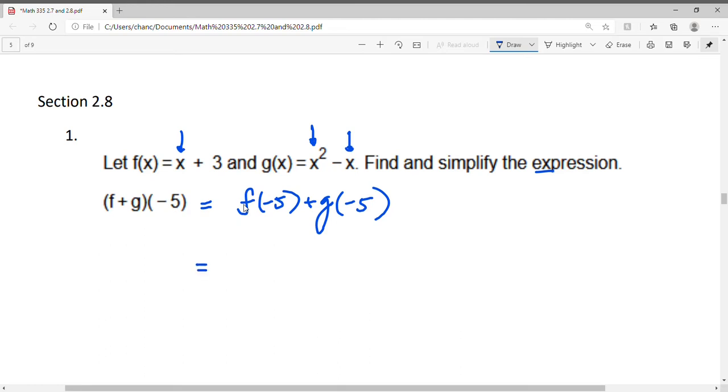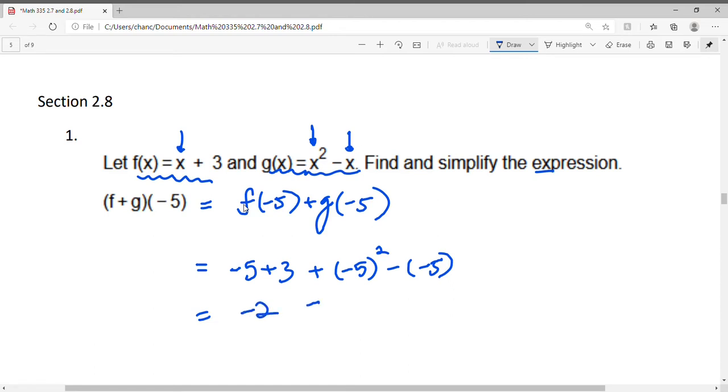We have this is equal to negative 5 plus 3, and that's from f of negative 5. We will find g of negative 5 by replacing the x's with negative 5, and now we can simplify. Negative 5 plus 3 is negative 2. Negative 5 squared is positive 25, and this double negative makes this a plus. We have a plus 5 on the right, and we can add negative 2 plus 25 plus 5 equals 28.